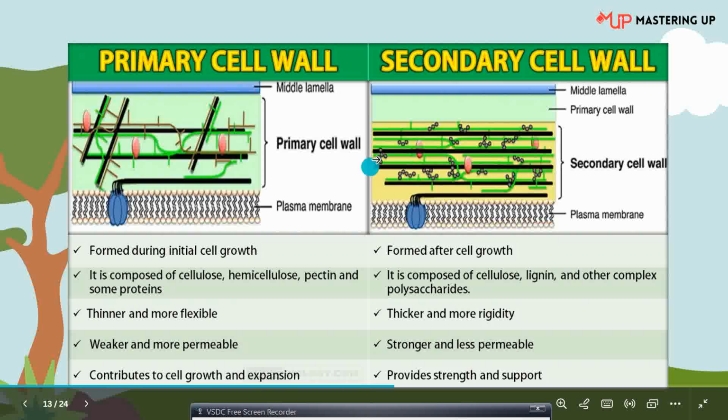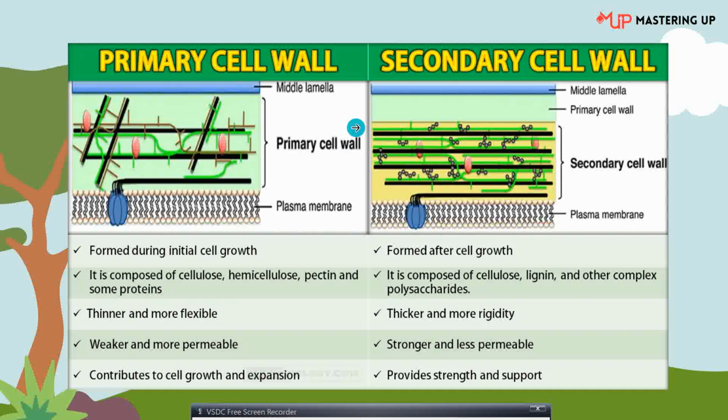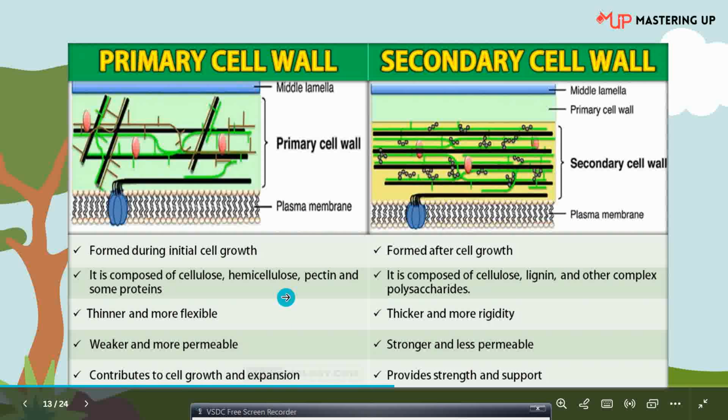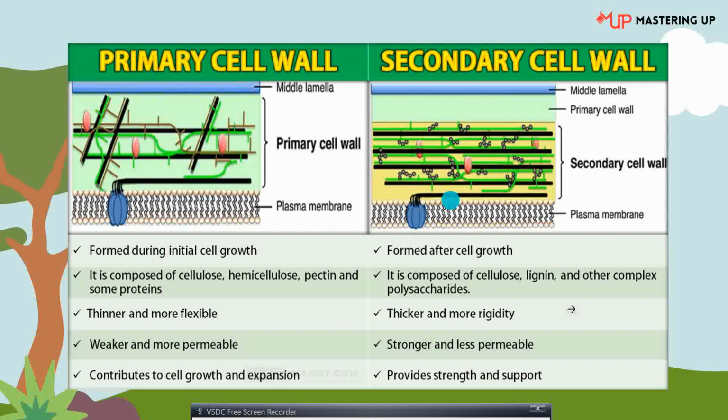Now this is the difference between primary and secondary cell wall. Primary cell wall is formed during the initial growth. Secondary cell wall is formed after attaining the cell growth. Primary cell wall is composed of cellulose, hemicellulose, pectin, and some proteins. Secondary cell wall is composed of cellulose, chitin, and other complex polysaccharides.